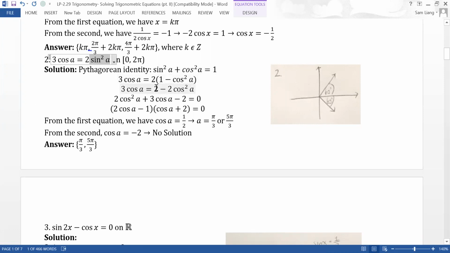And then I want to be able to factor this, so I'm going to move everything to one side. And I like to have a positive quadratic coefficient. So I'm going to add 2 cosine squared A to both sides and then subtract 2 from both sides. So we get 2 cosine squared A plus 3 cosine A minus 2 equals 0. From there, I'm going to factor.